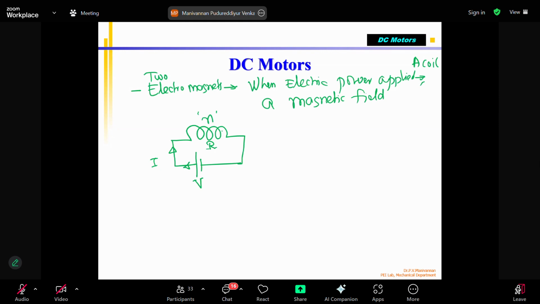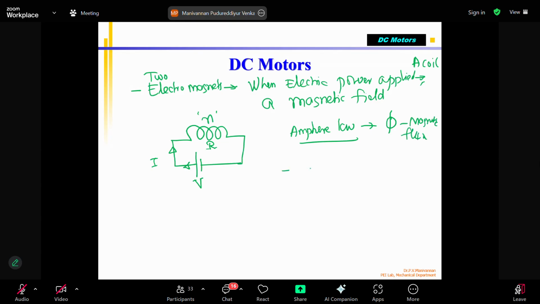If current is flowing in a coil, according to Ampere's law, magnetic flux phi, which is called symbolic flux, is created. Magnetic flux is created around the coil.